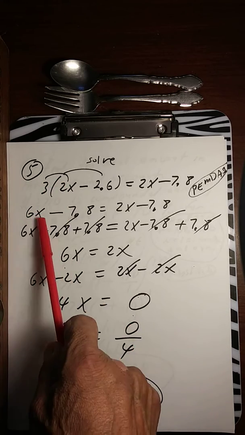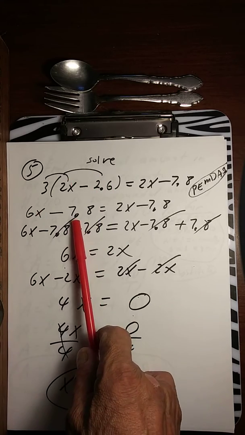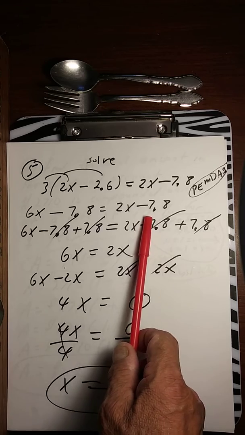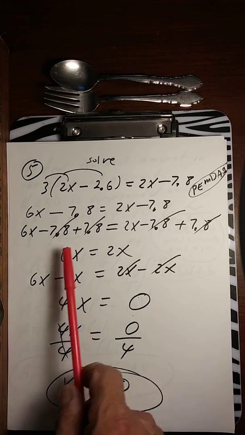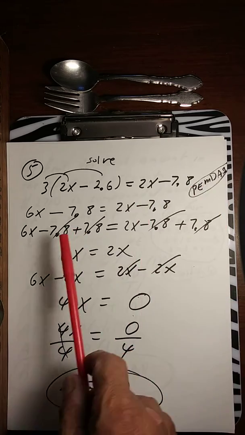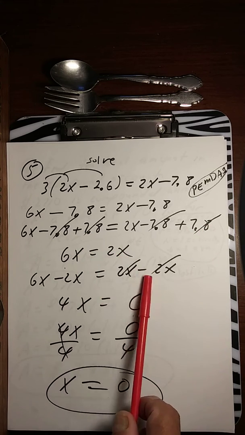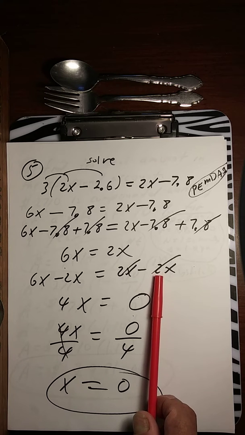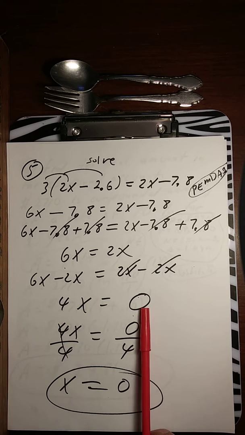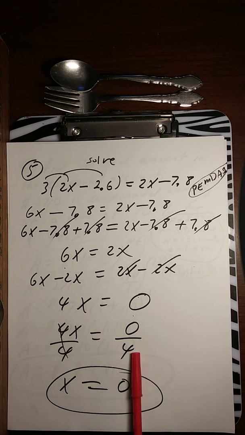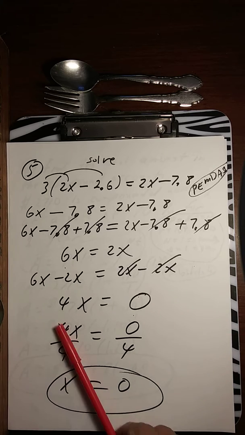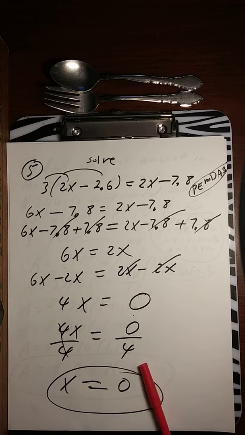Multiply 3 times 2, 6x, 3 times that, -7.8 equals 2x minus 7.8. PEMDAS, this is: Please Excuse My Dear Aunt Sally. Parentheses, exponent, multiply, divide, add, subtract. Add 7.8, so we have 6x equals 2x. Minus 2x, minus 2x. 4x equals 0. So now divide by 4. So this is gone. X is what? 0.